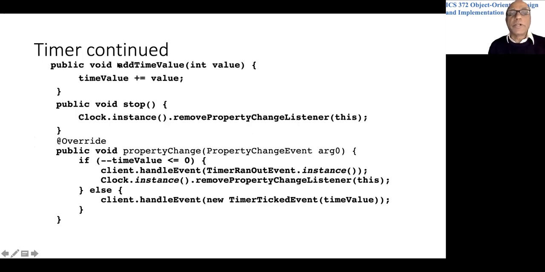So here is the timer code for its methods. When the time value is to be increased, it adds that value to that field, time value. And when the timer stops, it removes itself as a listener of the clock. So it will not be notified of further property changes, so it will not bother its client anymore.